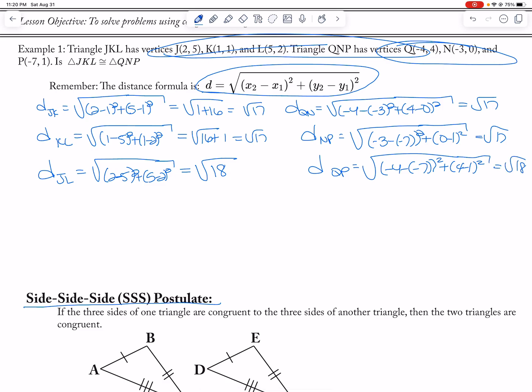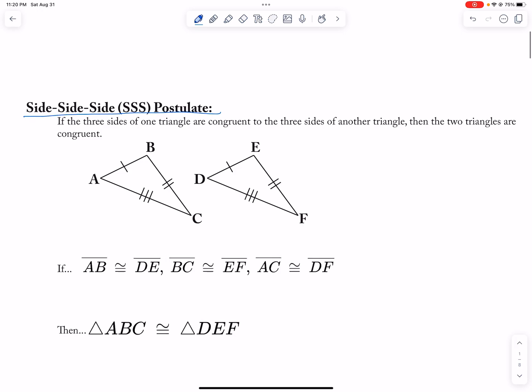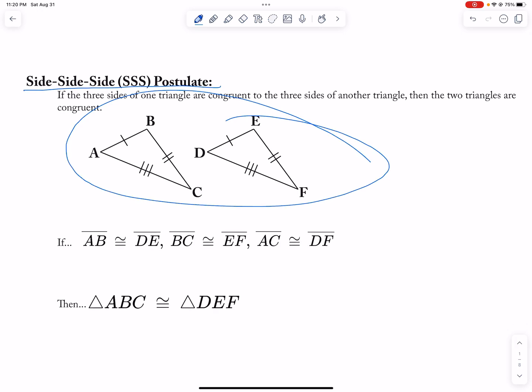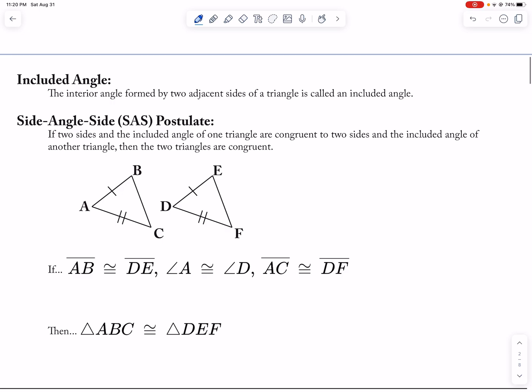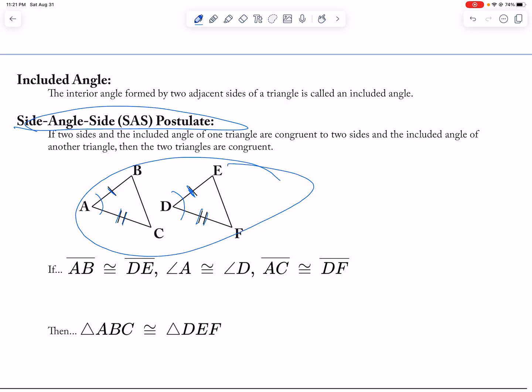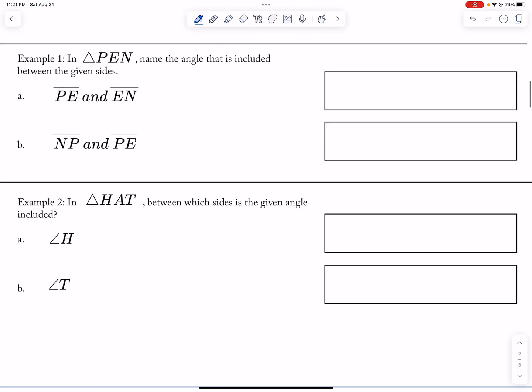Okay, and then I would show basically that these sides were equal, these sides were equal, and these sides were equal. So because all three pairs of sides were equal, the triangles were congruent by side-side-side. And then there's another postulate that says if I have a side and another side and an included angle congruent, then the side-angle-side postulate shows that these two triangles are congruent. So we're just going to be using this information in order to prove the triangles are congruent.